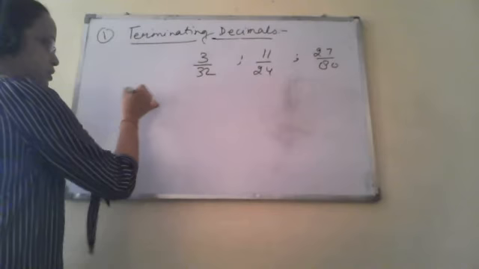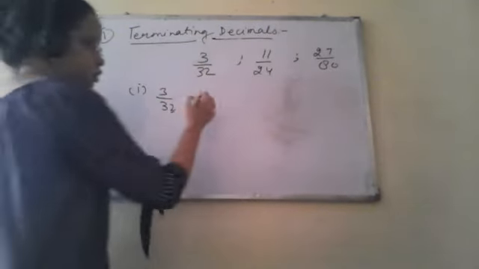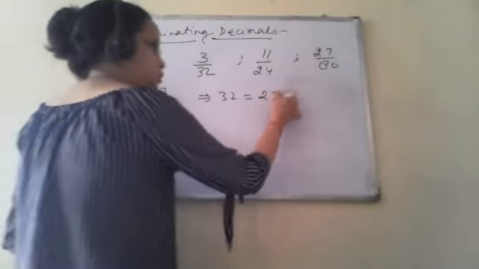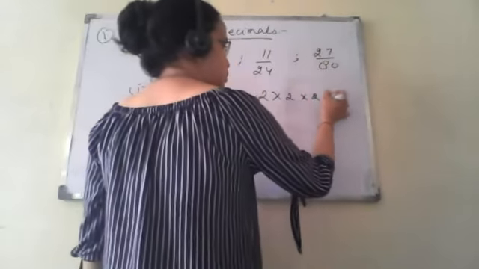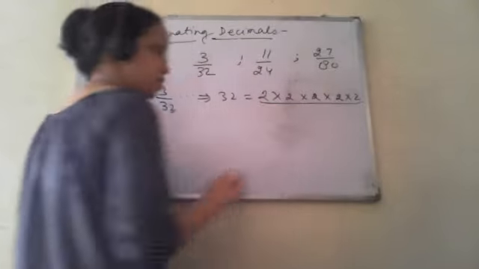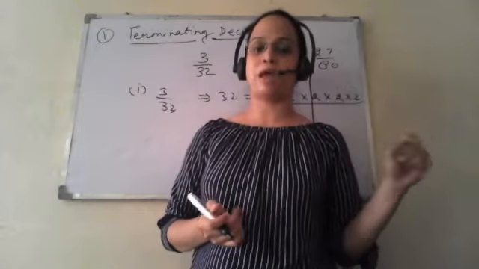So first is 3 upon 32. I have to look at 32. So if we do the prime factors of 32, it is 2 into 2 into 2 into 2 into 2. So the prime factors of this contain 2 only. So the condition was it should be either 2 or 5 or both.